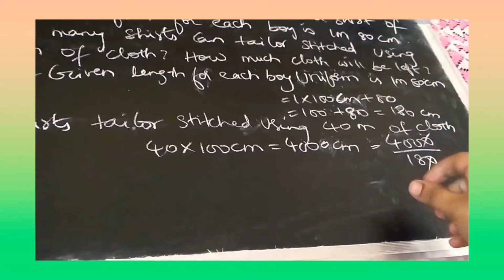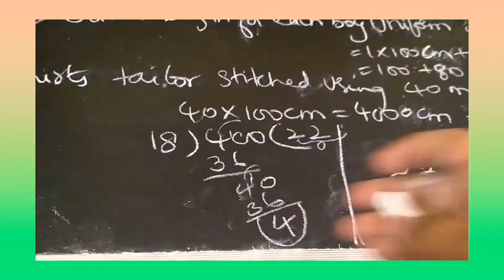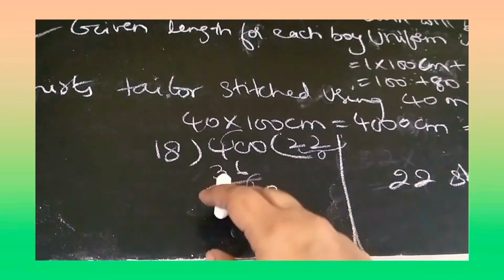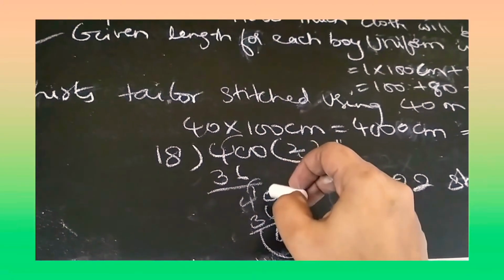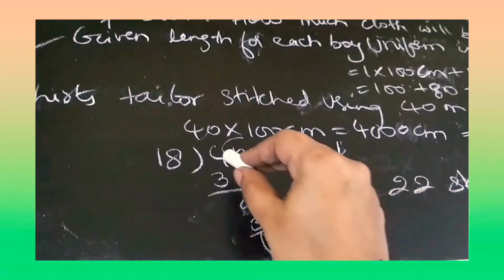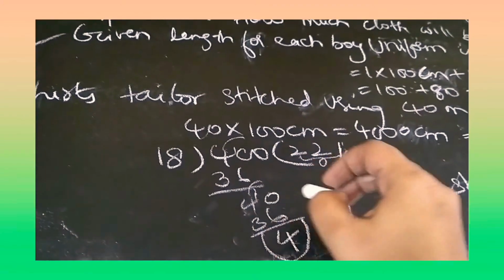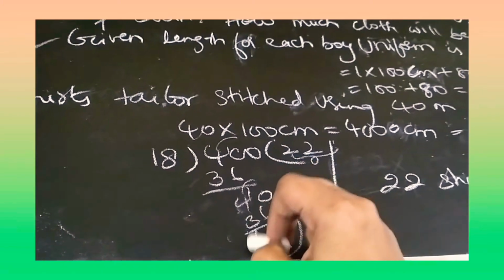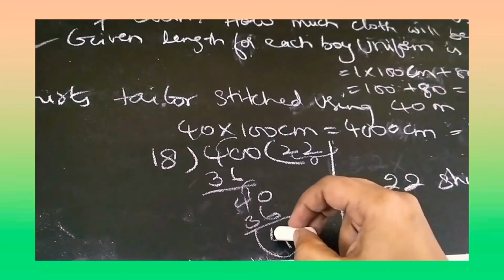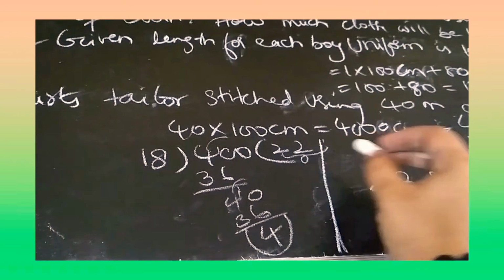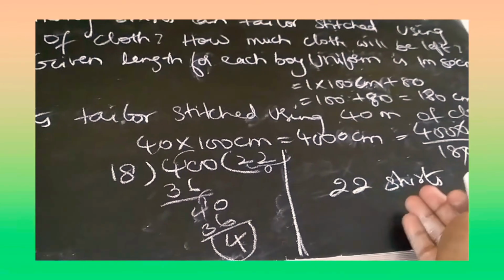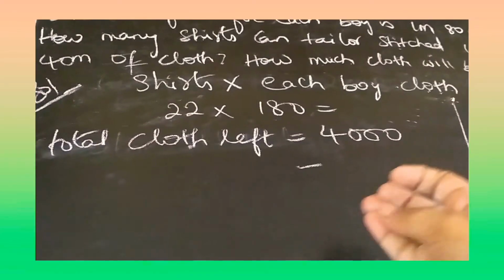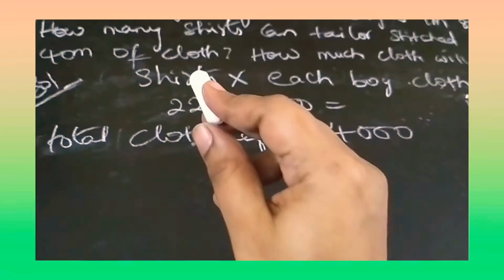So this 0 gets cancelled. We are dividing 400 by 18. 18 2s are 36. Again I am taking this 0 here, 10 minus 6 is 4. Then 10 minus 6 is 4. Here 3 is there, 3 minus 3 is 0. So 4 is the remainder here. So what is the quotient? 22. You have to write 22 shirts. So we have got 22 shirts.